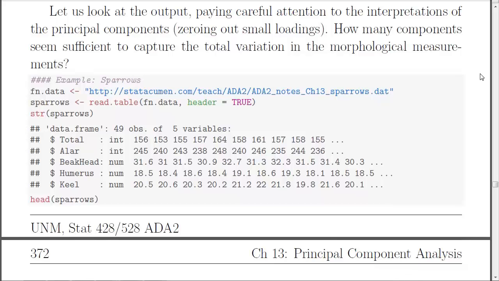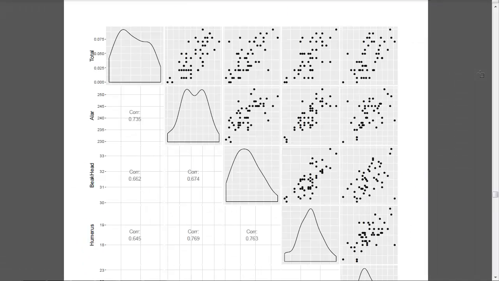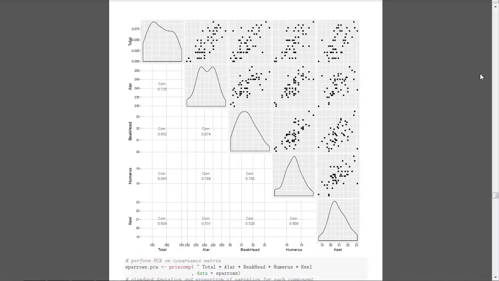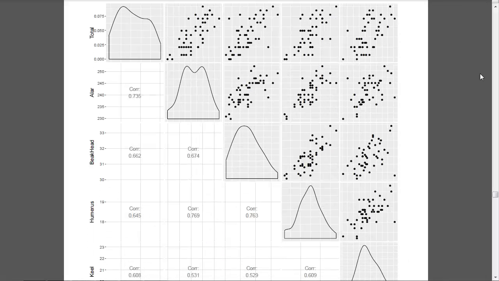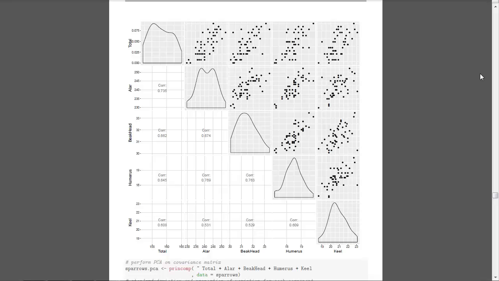So I'll read the data in, we'll do principal components, and we'll take a look at the loadings and interpret those variables. Let's start with just a plot of the data. We'll zoom out a bit so we can see all the variables together. Okay, that's tiny, but I'll zoom in a moment.